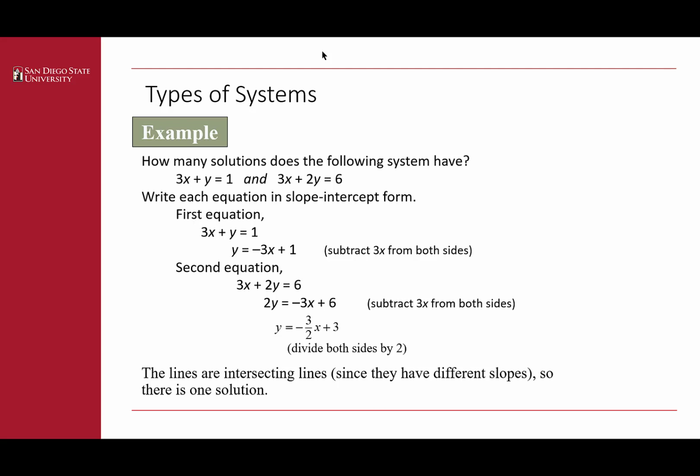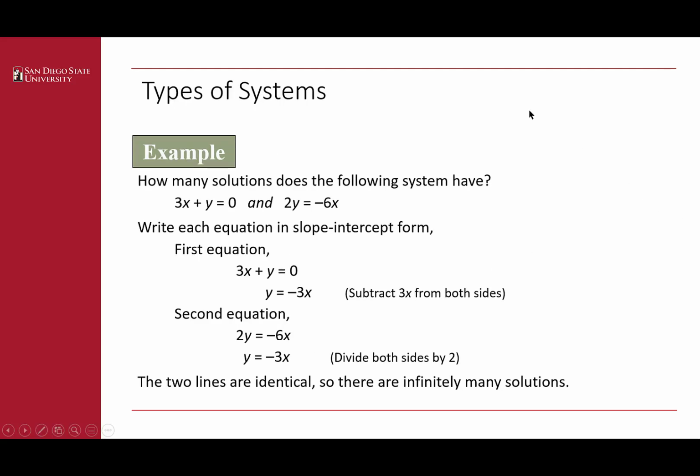Then it becomes y equals minus 3x plus 1. For the second equation, we will get 2y equals minus 3x plus 6, and if we divide both sides by 2, we will get y equals minus 3 over 2 times x plus 3. And the lines are intersecting lines since they have different slopes. So if we have two lines with different slopes, they should intersect at one point. So there is only one solution for this system.